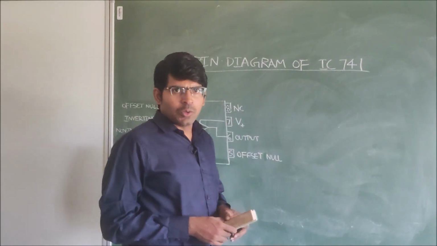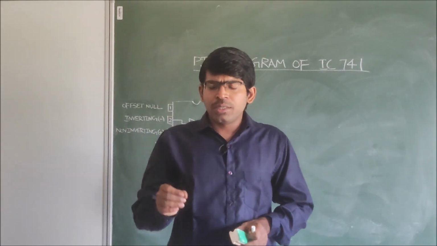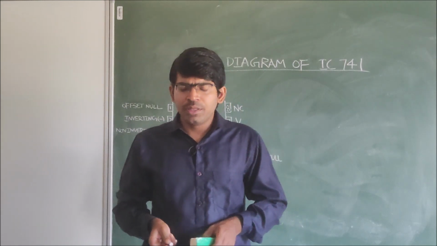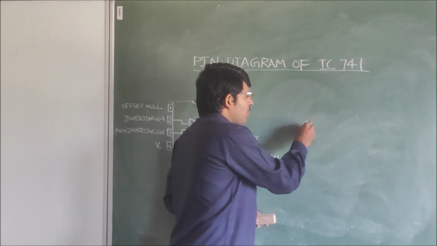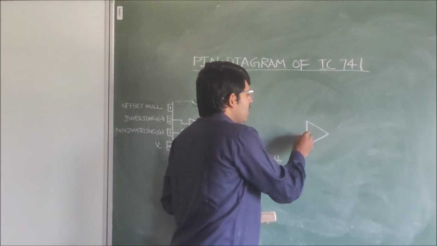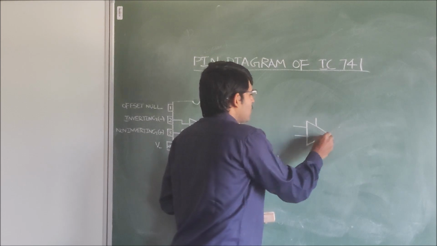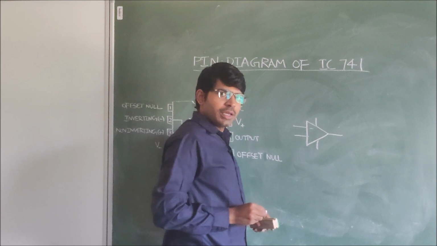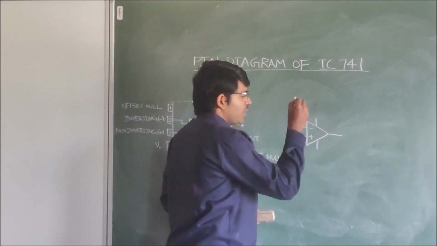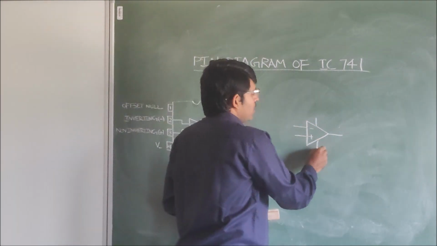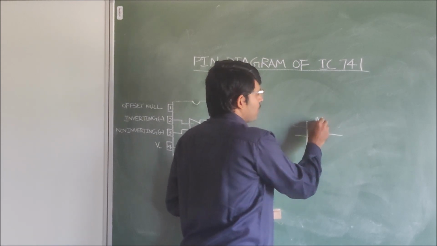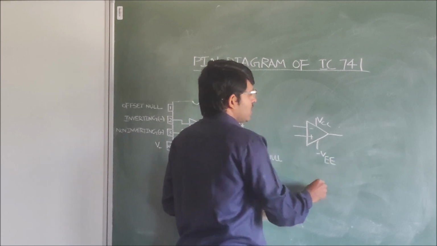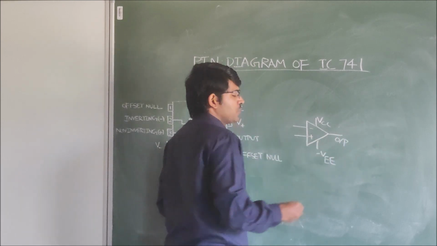We have discussed the functional block diagram of operational amplifier, and we have seen the circuit symbol of operational amplifier. This is the circuit symbol of operational amplifier. Here we are giving the inverting input. Here we are giving the non-inverting input. This is the positive supply plus VCC. This is the minus supply minus VEE, and this is the output.